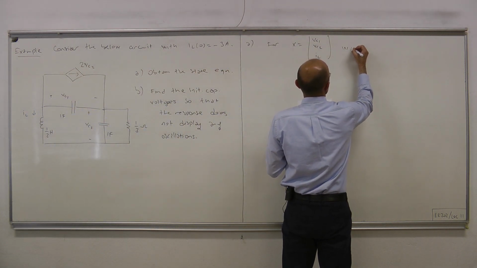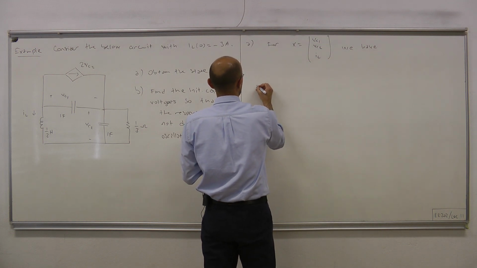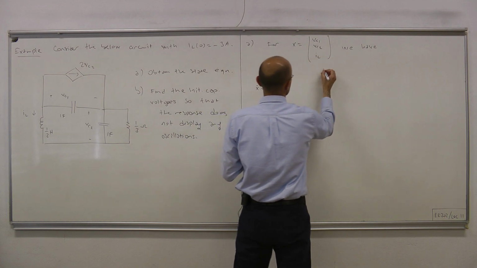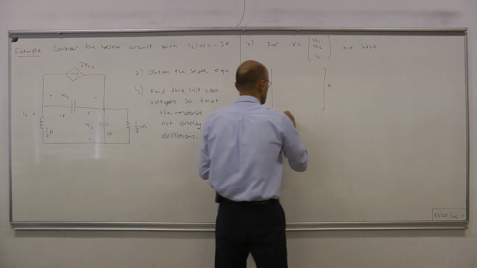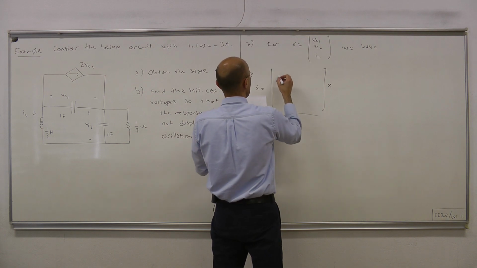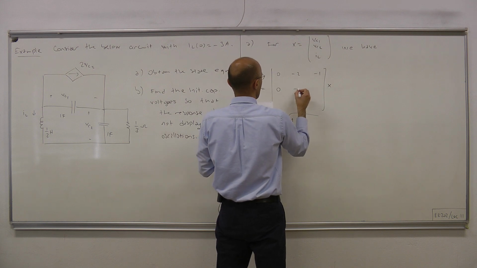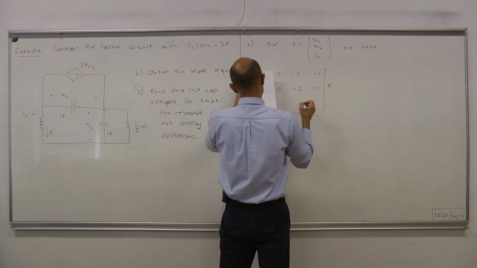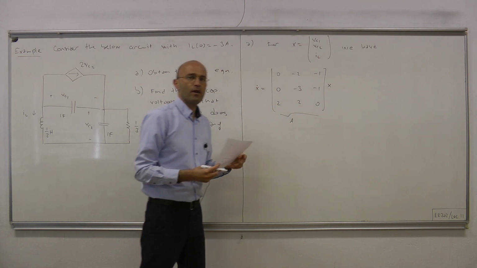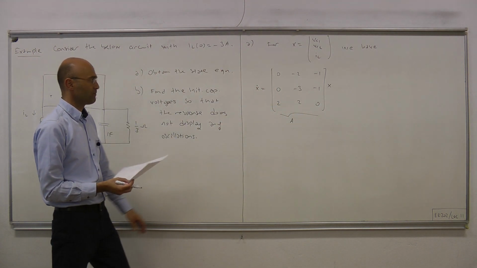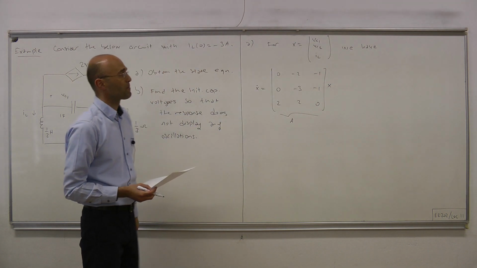One obtains the following state equation: x dot equals Ax, where A equals this matrix: 0, minus 2, minus 1, 0, minus 3, minus 1, and 2, 2, 0. Okay, so that would be a nice exercise to derive this equation for the given state choice.